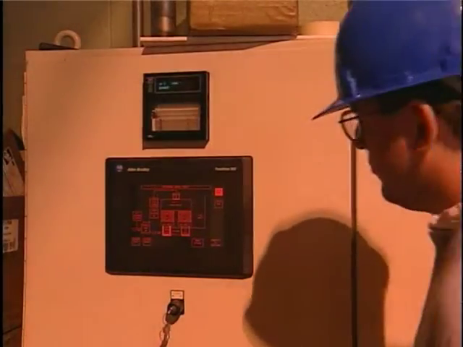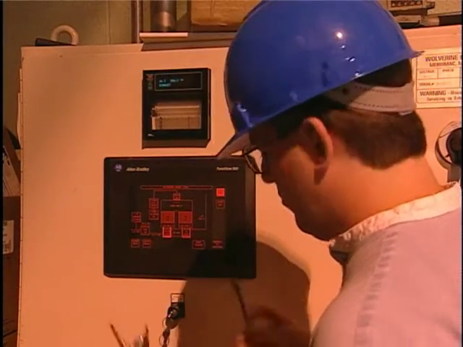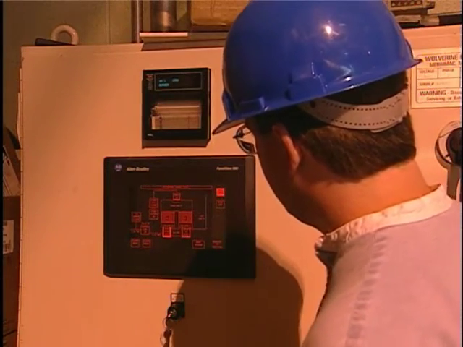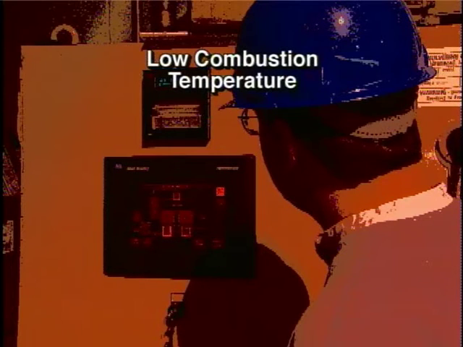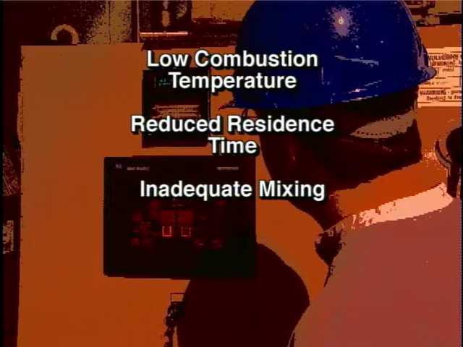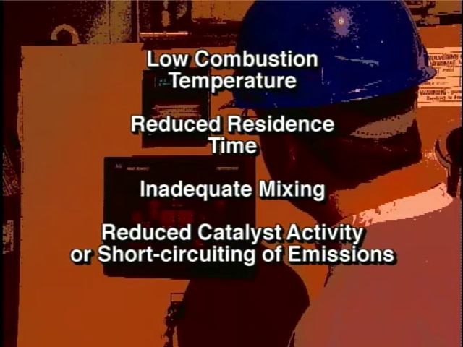The most direct measure of the performance of an incinerator is the organic vapor concentration in the outlet gas stream, usually measured downstream of the heat exchanger. High outlet concentrations could result from low combustion temperature, reduced residence time, inadequate mixing, reduced catalyst activity, or short-circuiting of emissions through the heat exchanger.